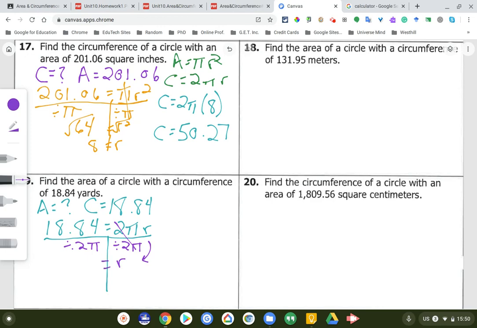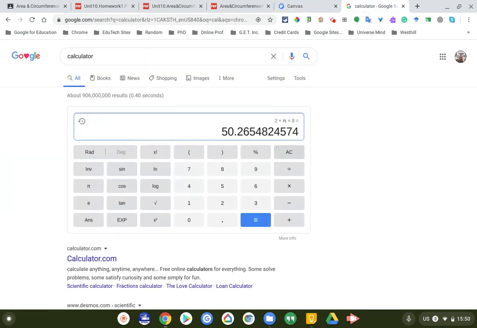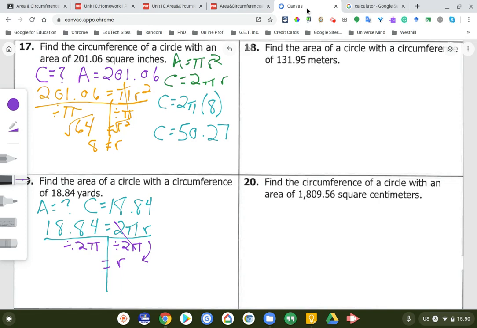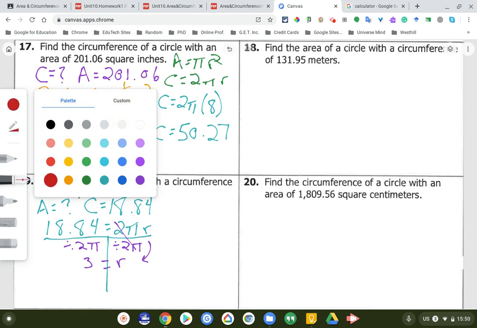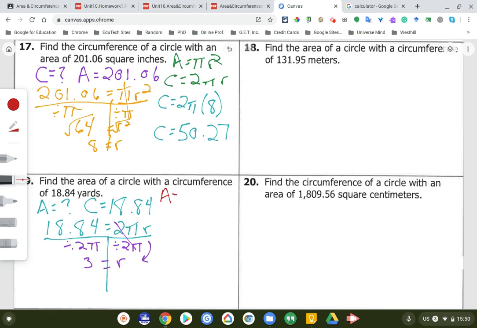R equals 18.84 divided by, I'm going to put in parentheses, 2 pi. 2.998. So I'm going to round that up to 3. Okay. So our r equals 3. Now we're going to put it into the area formula because that's what we're trying to find here, right? Remember, our area formula is area equals pi r squared.